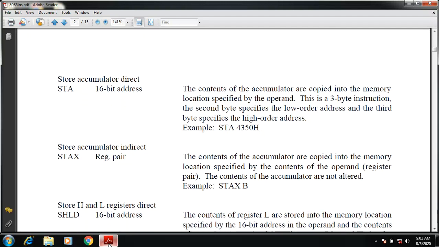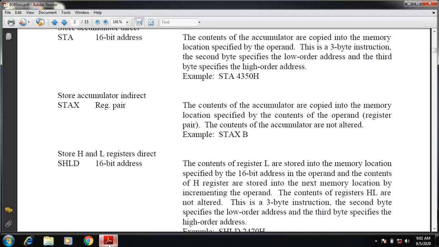Okay, next, STAX, store accumulator indirect, followed by a register pair. That means the content of the accumulator is copied into the memory location specified by the contents of the register pair operand.